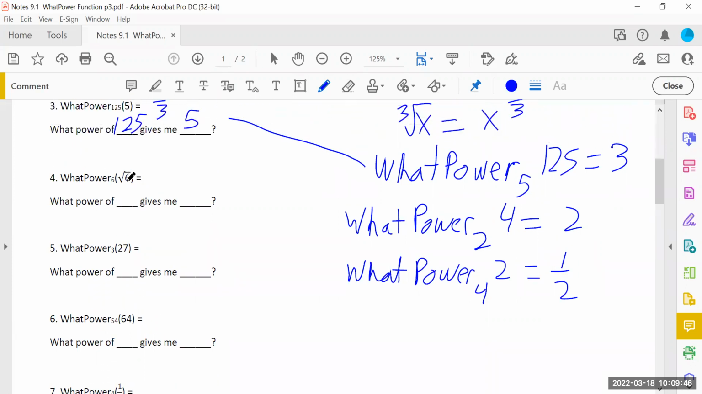Now, this one, remember we just said that I can rewrite square roots as fraction exponents. That was right over here. So if I rewrite this, I'm going to say the answer just reading this. What power of 6 gives me 6 to the 1/2 power? I'll say it again. What power of 6 gives me 6 to the 1/2 power? 1/2. Does that make sense to everybody? I'm literally saying the answer as I'm reading the question. The answer is 1/2.